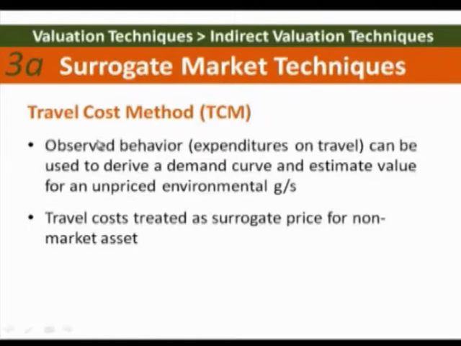Under the indirect valuation techniques, we have the surrogate market techniques, an example of which is the travel cost method. Here, observed behavior, such as expenditures on travel, can be used to derive a demand curve and estimate the value for an unpriced environmental good or service. The travel costs are treated as surrogate price for the non-market asset.